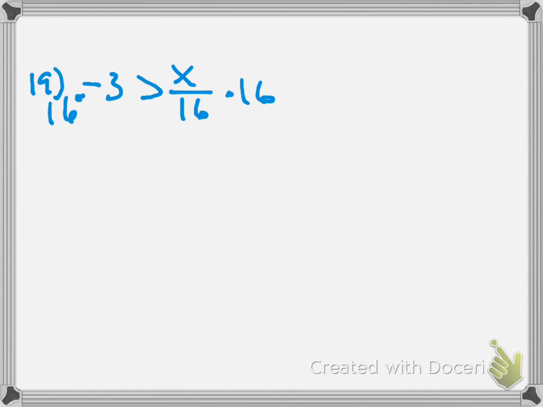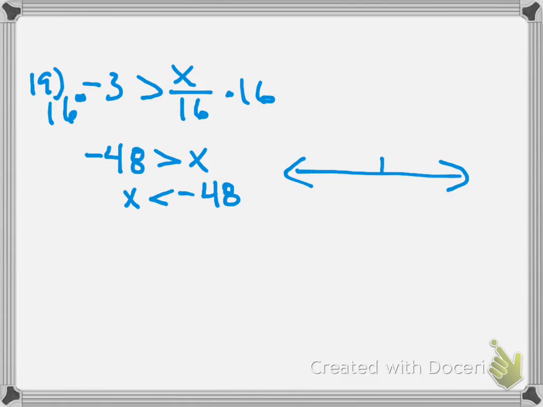Okay, number 19. 19 is a very simple one. It says negative 3 is greater than x divided by 16. What's the opposite of divide? Opposite of divide is to multiply. So I'm going to multiply. That would give me negative 48 greater than x. And again, remember, the variable's on the right. I want it flip-flopped, and make sure the arrow still stays pointing to what it should. Then you can put negative 48, open dot, and shade to the left.